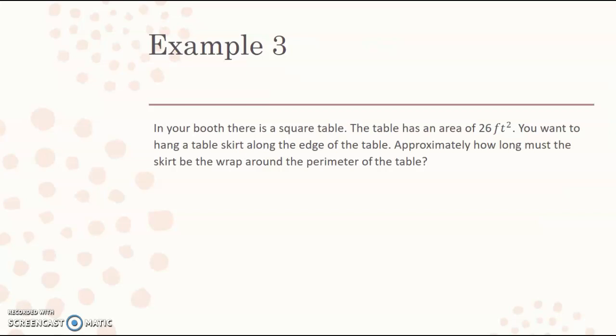So we have one last example. In your booth, there is a square table. The table has an area of 26 feet squared, and you want to hang a table skirt along the edge of the table. Approximately how long must the skirt be to wrap around the perimeter of the table? So we know the area. We have a square, and to find the area of a square, that would be our side squared. So I first need to find the side length.